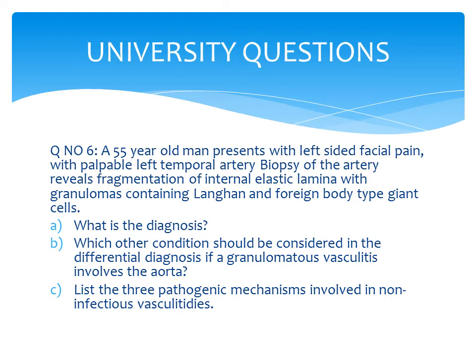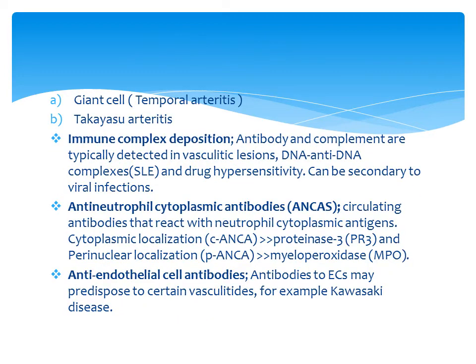So part A is: what is the diagnosis. In part B, they are asking which other condition should be considered in the differential diagnosis if a granulomatous vasculitis involves the aorta. And the third question is: list the 3 pathogenic mechanisms involved in non-infectious vasculitis. The answer of part A is giant cell or temporal arteritis, and the answer of part B is the classic large vessel granulomatous vasculitis that involves the aorta, which is Takayasu arteritis, the pulseless disease in which there is diminished pulses in the upper extremities.